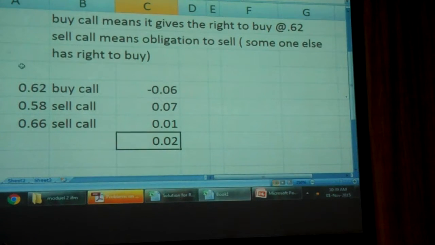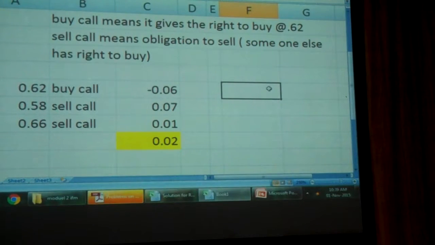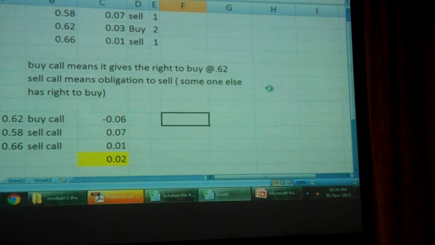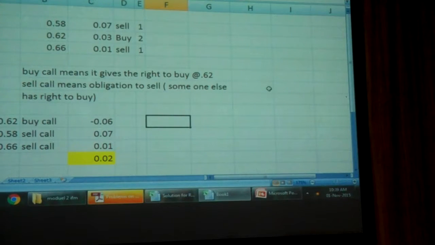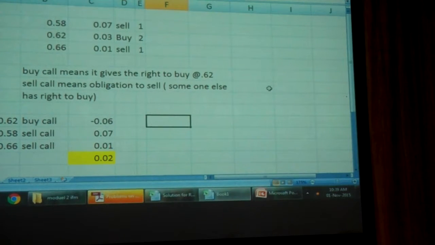My net premium is 0.02. I hope it's clear. Any questions till now? See, there are 3 strike prices: 0.58, 0.62, 0.66. So we identified that it is in an order of exact gap compared to 0.62 and 0.58, 0.04 gap, and 0.66 and 0.62, 0.04 gap. Whenever we find this, we do this type of butterfly spread.